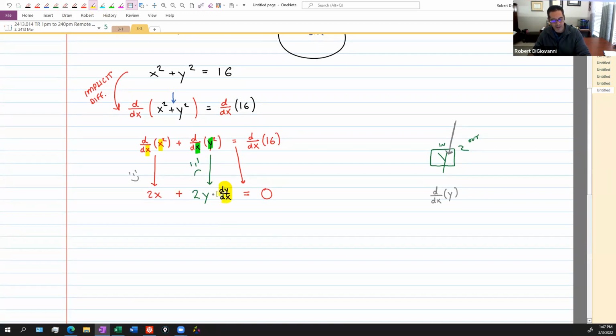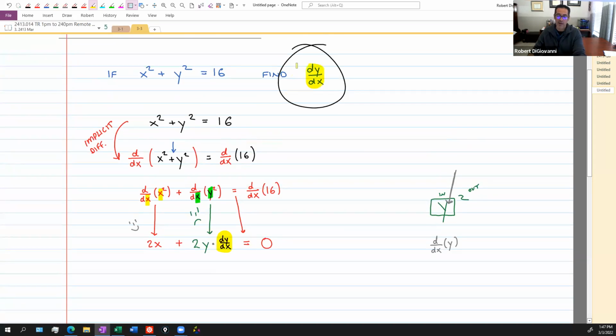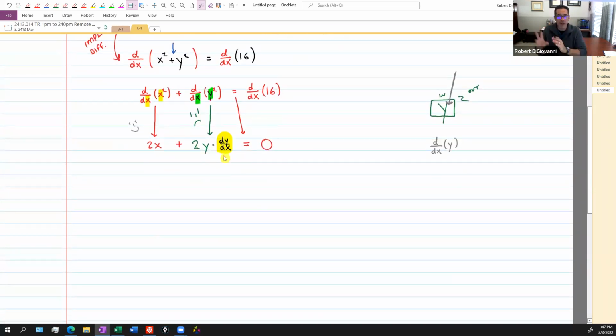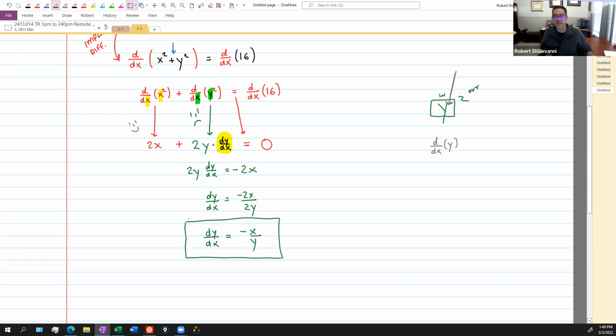I am now going to isolate dy dx because that's what I was trying to solve for. I'm going to isolate it, meaning I'm just algebraically going to move things around. So I think it's natural to just move the 2x to the other side, make it negative 2x, right? Subtract 2x on both sides. And then divide both sides by 2y. And then I can cancel the 2's. So I get negative x over y. That is the derivative of that.